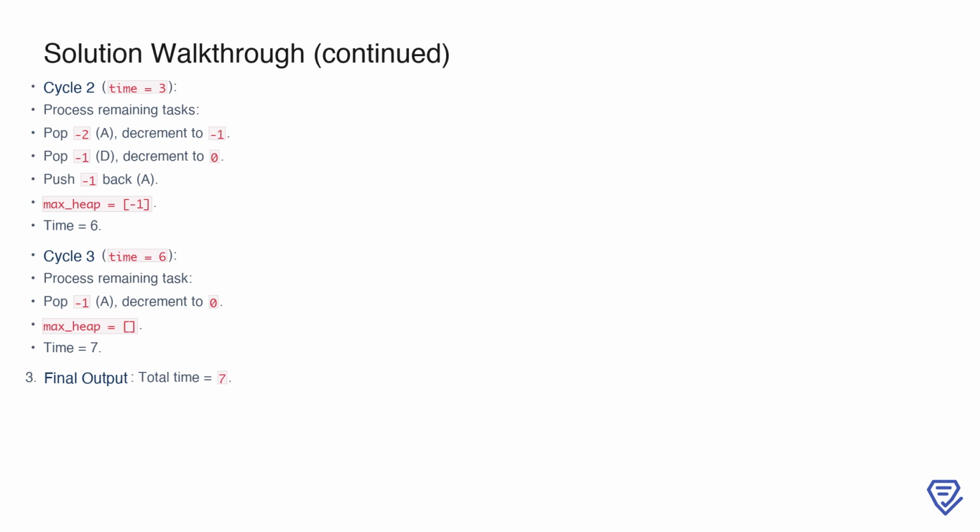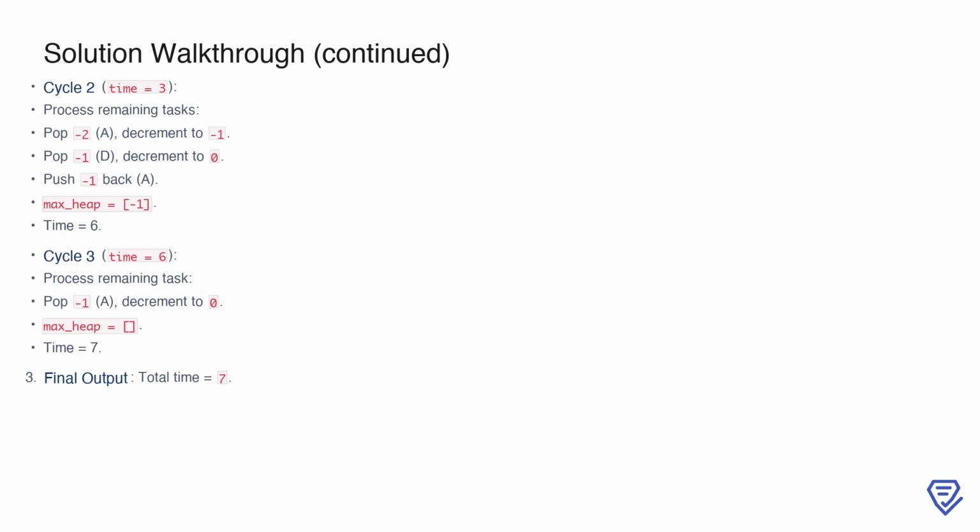We pop -2 for task A, decrementing it to -1, then pop -1 for task B, decrementing it to 0. Task A still has a remaining count, so we push -1 back into the heap, leaving max_heap equals -1. This cycle adds another 3 units of time. Finally, in cycle 3 at time equals 6, we process the last remaining task.